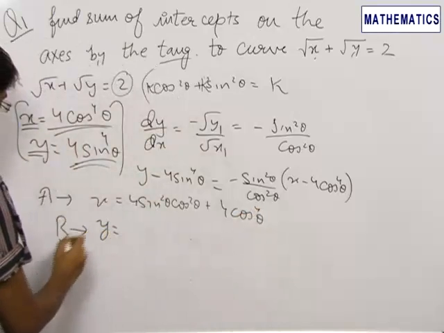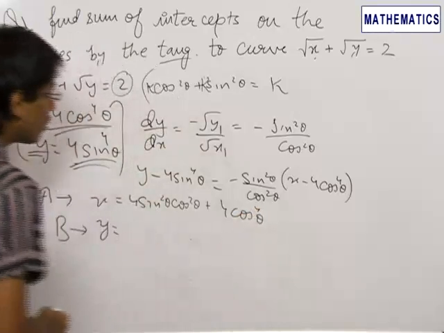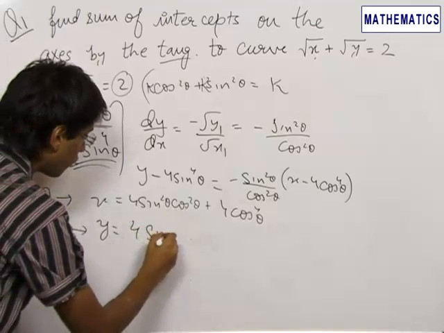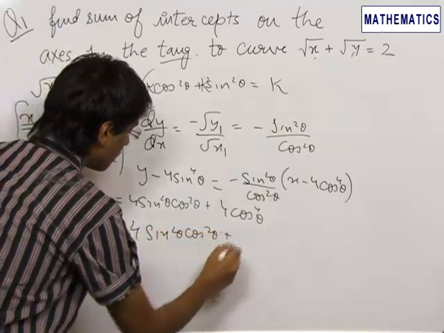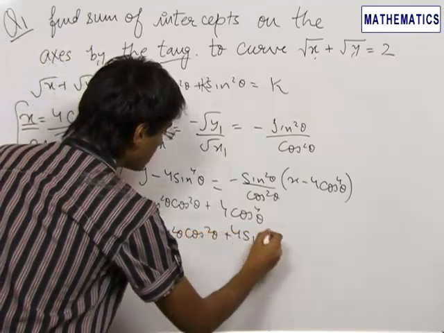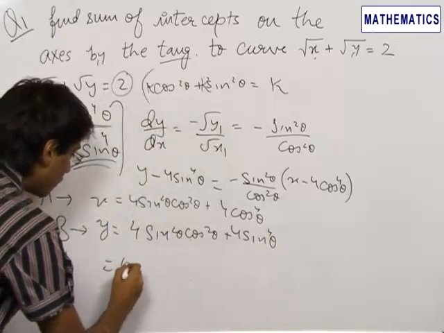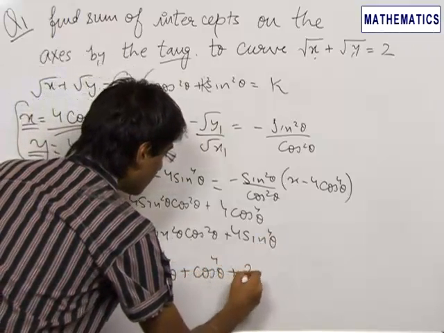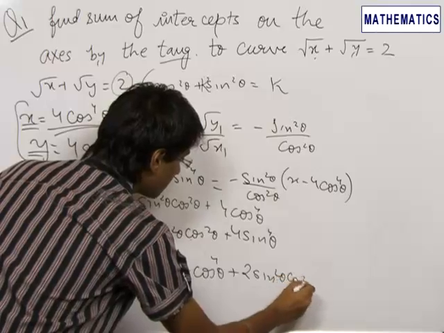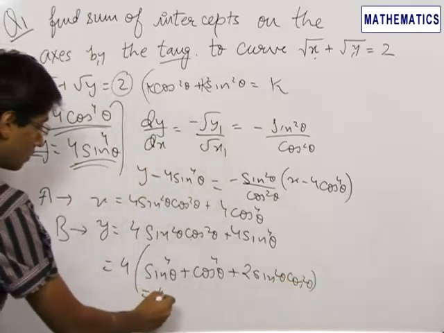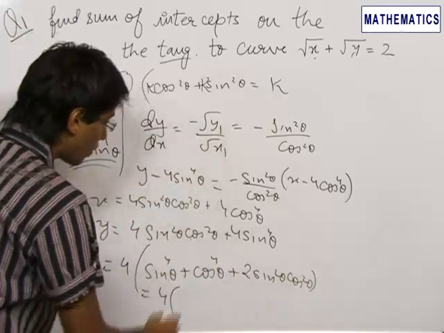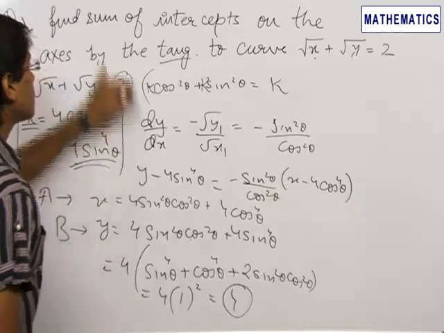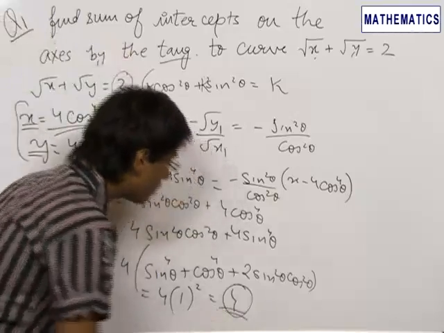For point B, we put x equals 0, or what we can do is we can replace the sin theta by cos theta. So we get 4 sin square theta cos square theta again plus 4 sin theta power 4. On adding both these, we get 4 times sin theta power 4 plus cos theta power 4 plus 2 sin square theta cos square theta, and this is equal to 4 times sin square theta plus cos square theta whole square, which is 1 whole square, that is 4, and hence the sum of intercepts we obtain to be equal to 4.